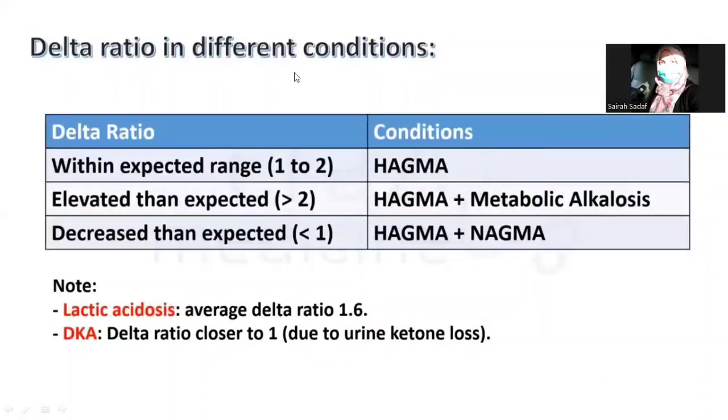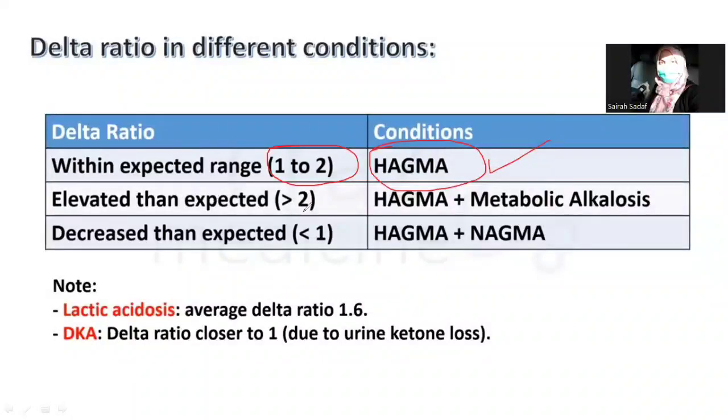Now, how to interpret it? This is very interesting actually. First, we will go to the HAGMA. When the value ranges between 1 to 2, it means, not like everything is fine, but that the patient is having only HAGMA. The patient does not have any associated disorder, any third acid-base disturbance along with HAGMA. So the patient has only HAGMA. You can take a screenshot of this one, okay?